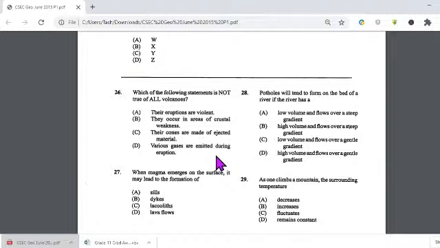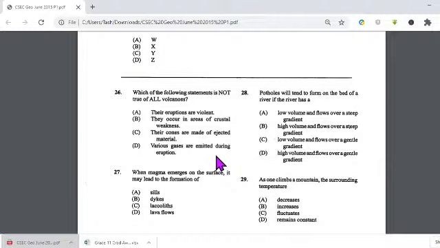27. When magma emerges on the surface, it may lead to the formation of A, sills, B, dikes, C, laccolith, D, lava flows. So we saw this question already as well. It says magma when it emerges on the surface. So it means that we're looking for a surface feature, not an underground feature or not an intrusive feature.